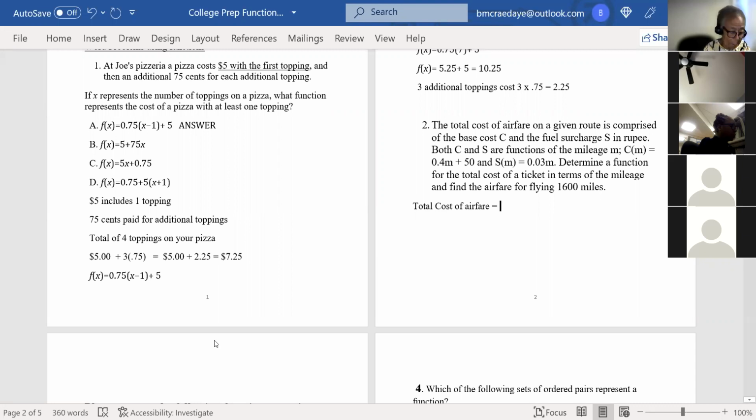And what's one of them? One is the base cost. That is C, represented by C. Plus what? What's added to that? Audrey? We have 2 things, I'll underline them. Base cost and the fuel surcharge. Surcharge? That's right. Those are the two. So it's base cost C plus fuel surcharge.